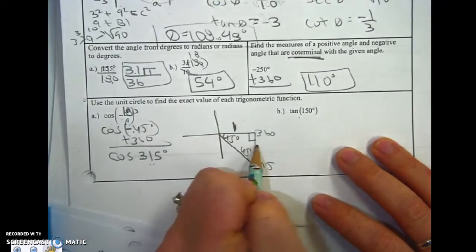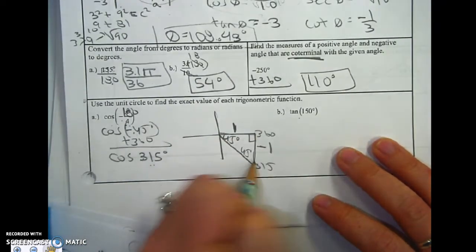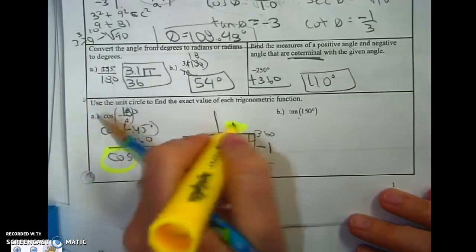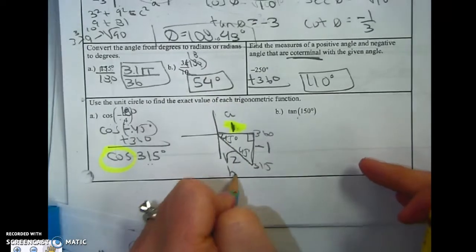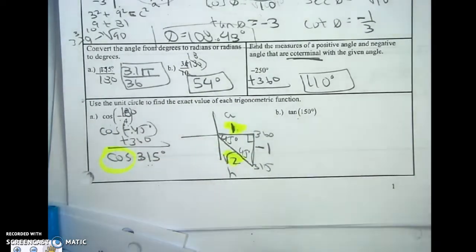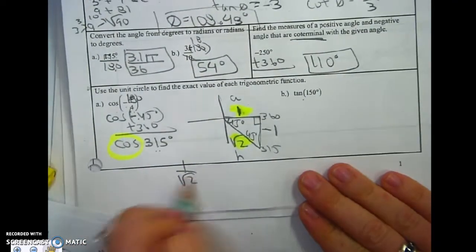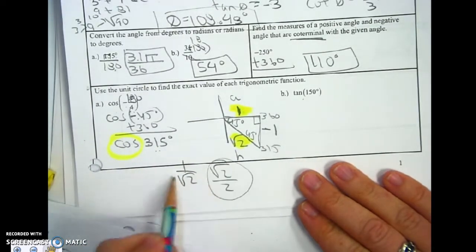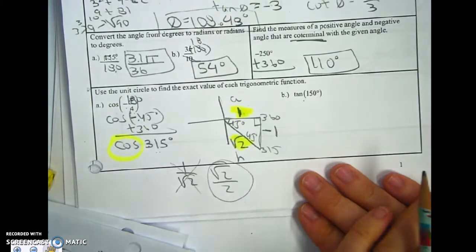The ratio is 1, negative 1, right 1, down 1, rad 2. Cosine is adjacent over hypotenuse. So I get 1 over rad 2, which is rad 2 over 2. If you can go straight to this answer without seeing that answer, I'm okay with it.